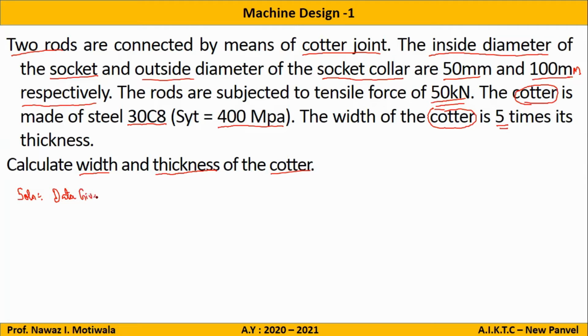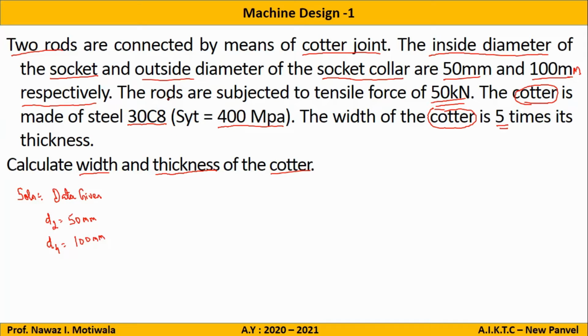So data given is: connected by a quarter joint. Yes, the inside diameter of a socket. So inside diameter of socket means what? What is the notation used for inside diameter of a socket? D2. D2, correct. So I am given with the value of D2 as 50 mm. And the outside diameter of socket collar is 100 mm. And what is outside diameter of a socket? D4. Yes, it was D4. So D4 is given to us as 100 mm.